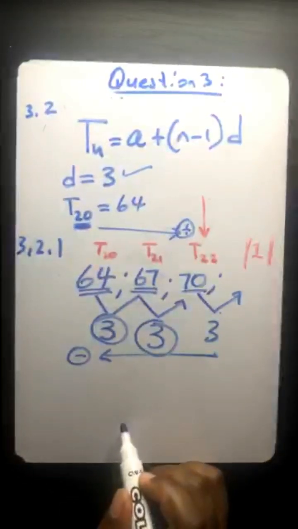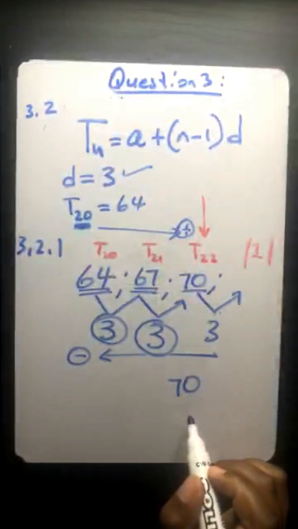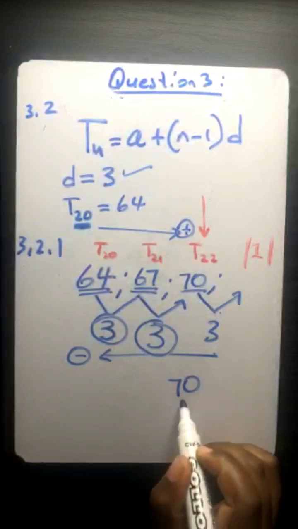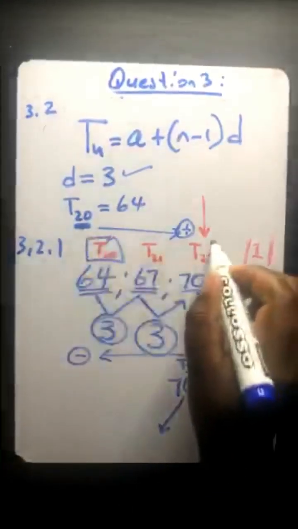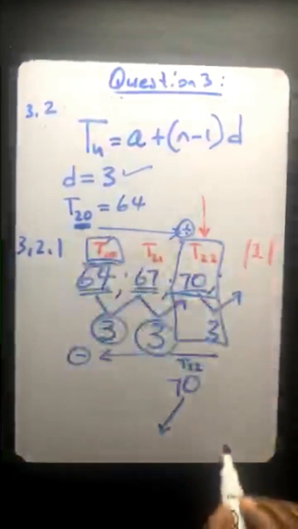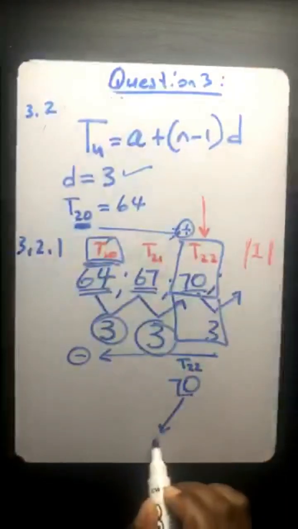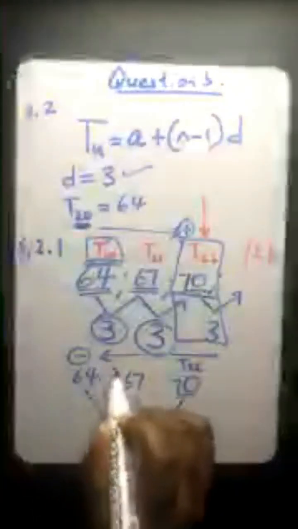Otherwise, for example, if they gave you 70 as term number 22, and said the difference between consecutive terms is 3, and asked what is term number 20, you go in reverse. 70 minus 3 takes you back to 67, and then another 3 takes you back to 64.